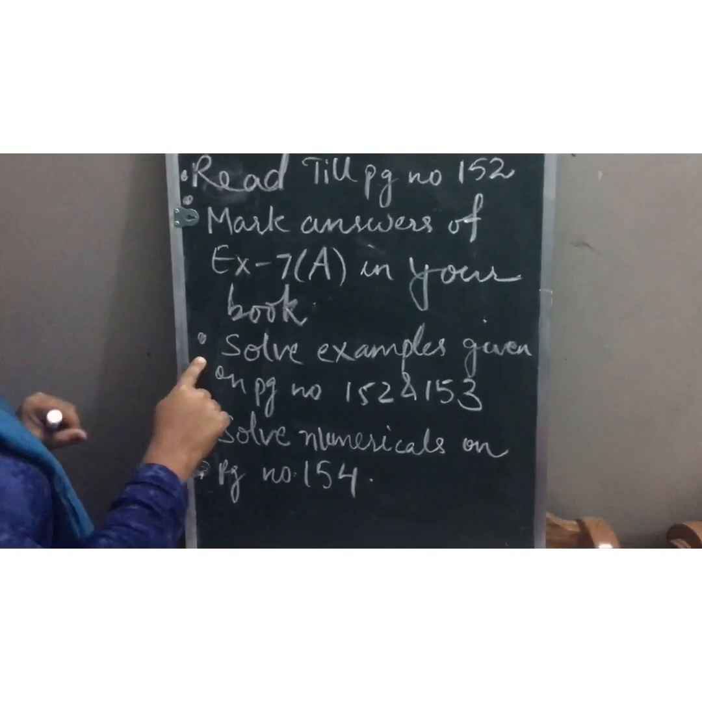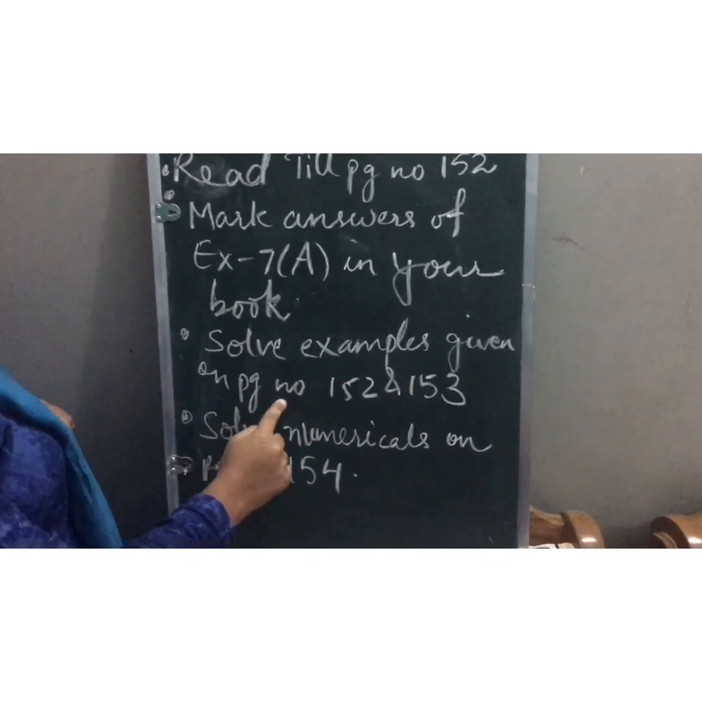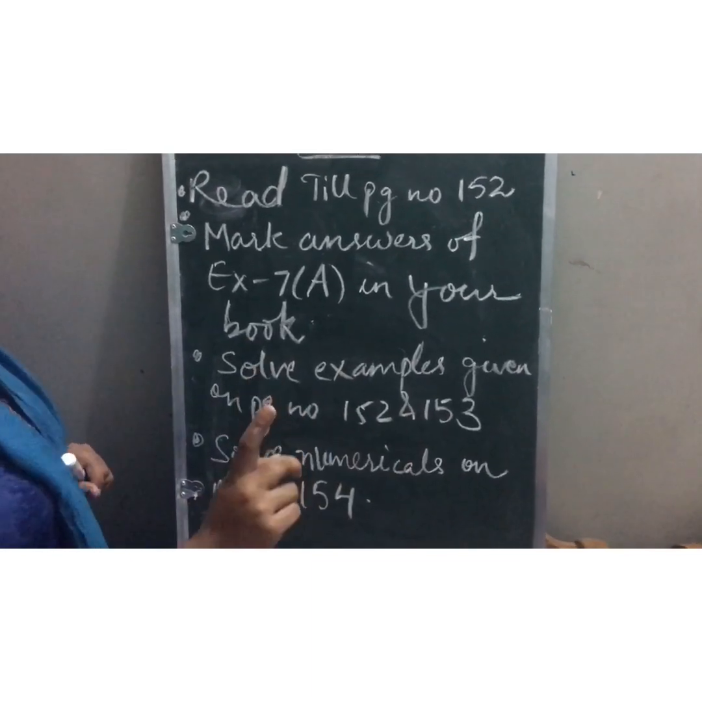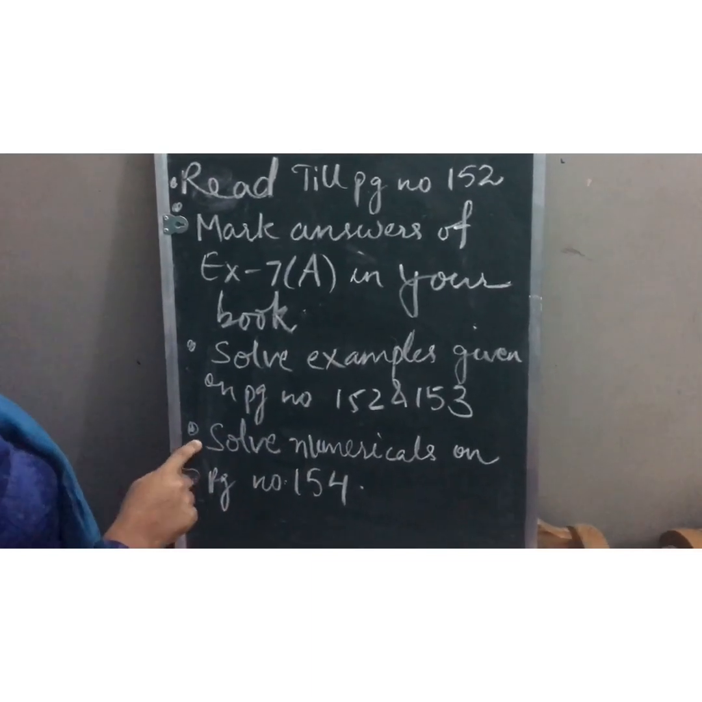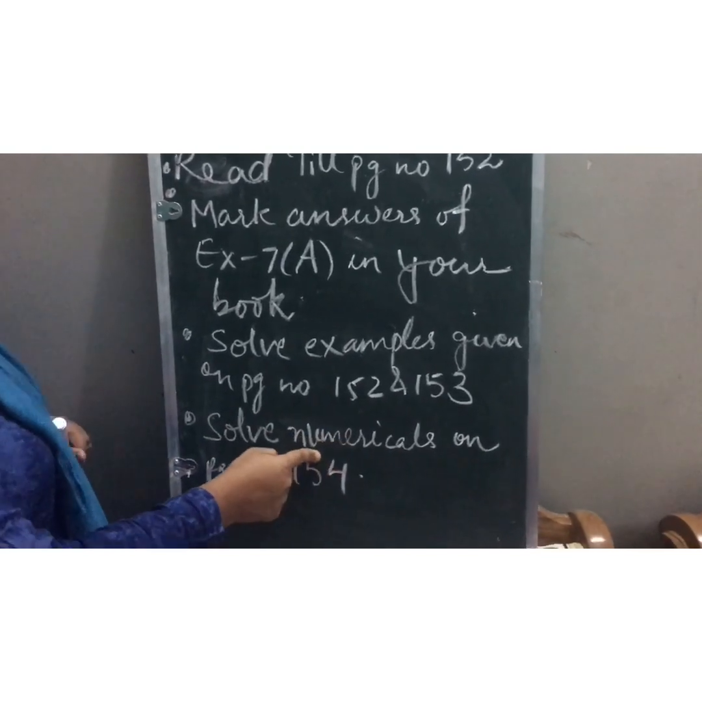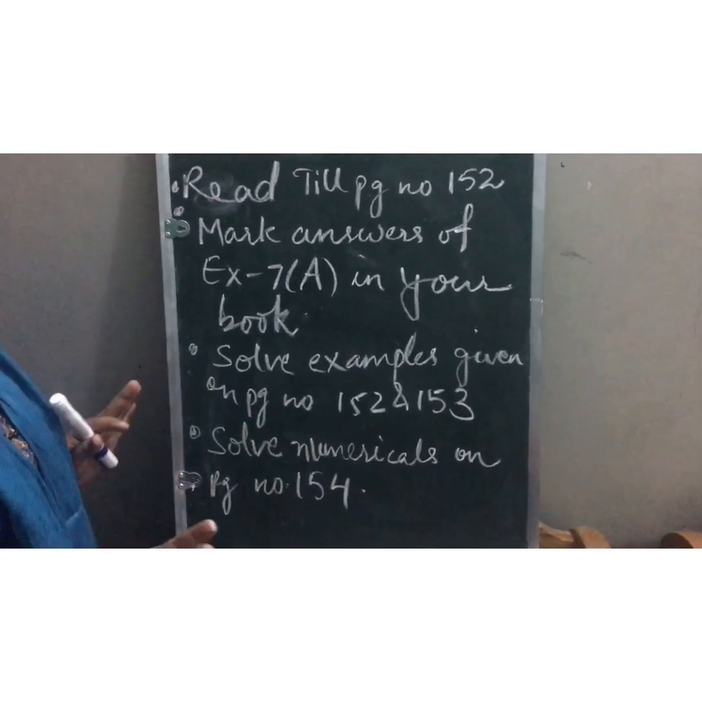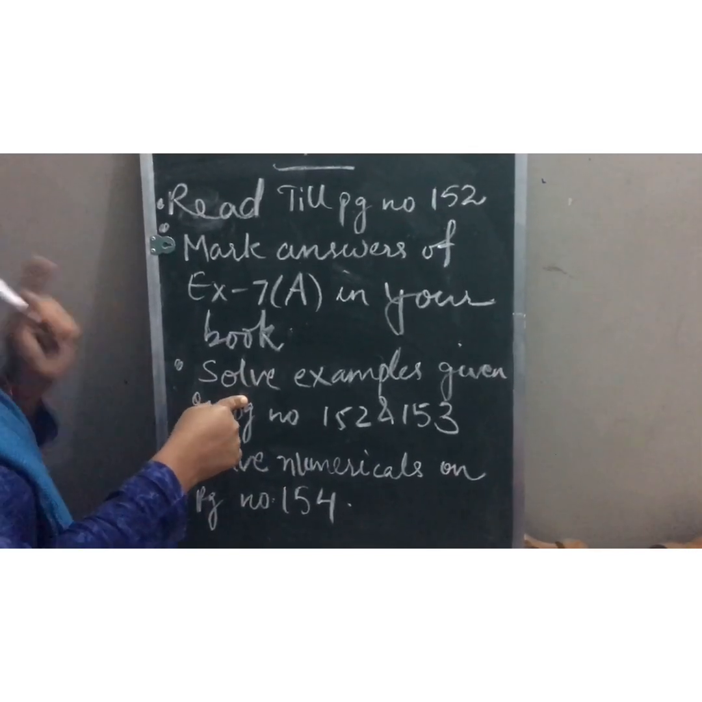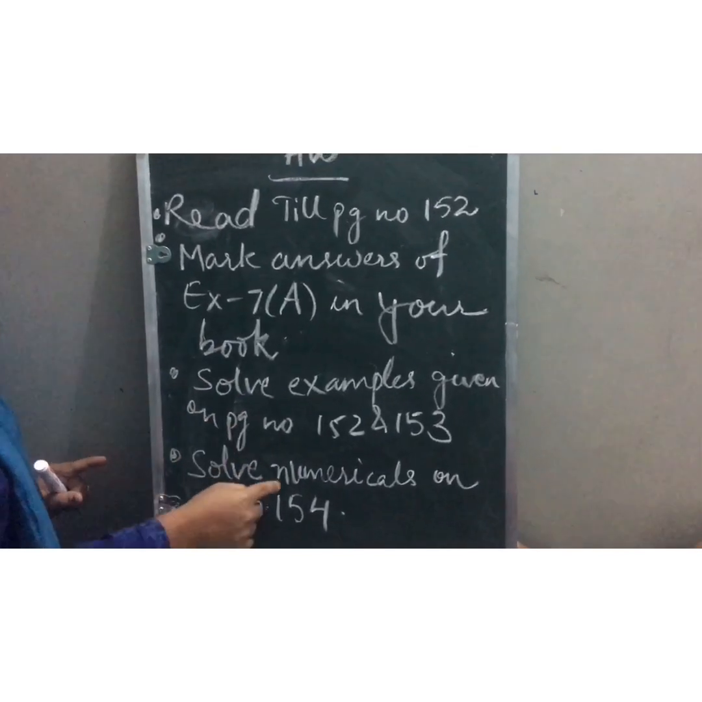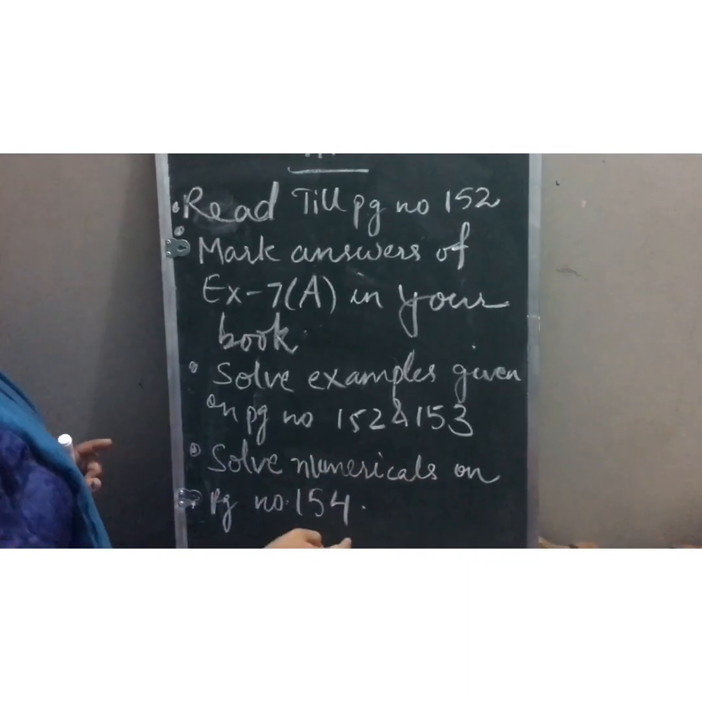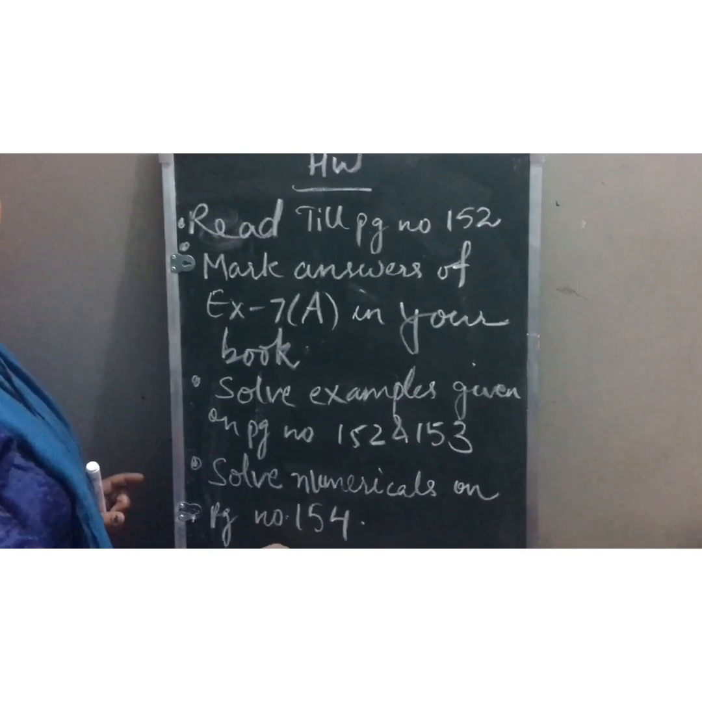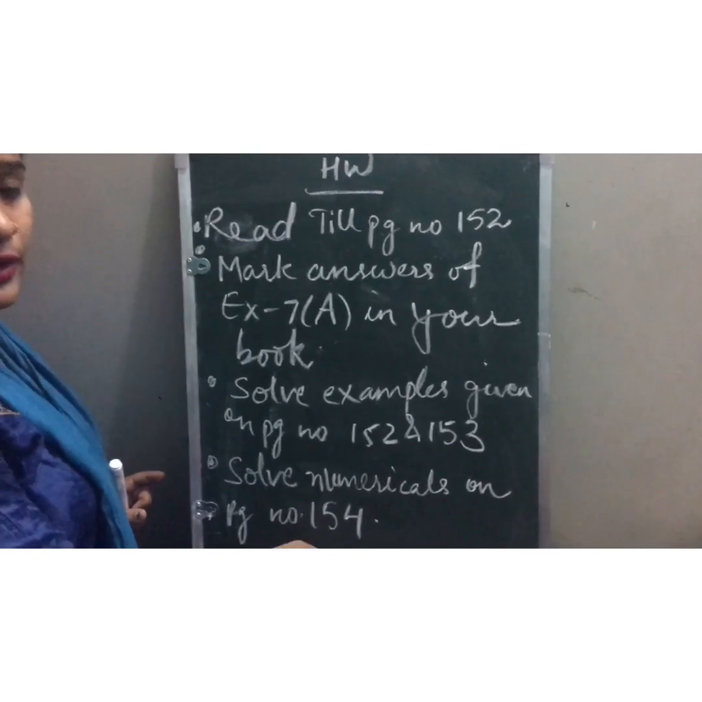The third work is what? Solve the examples given on page numbers 152 and 153. Do not only read them, solve them. Next, solve numericals. They are not solved in your book; only the questions are given. So first you read and solve the given examples. After that you can solve the numericals on page number 154 in any rough copy, not in your fair copy, students. Okay, I hope you all understood it well.